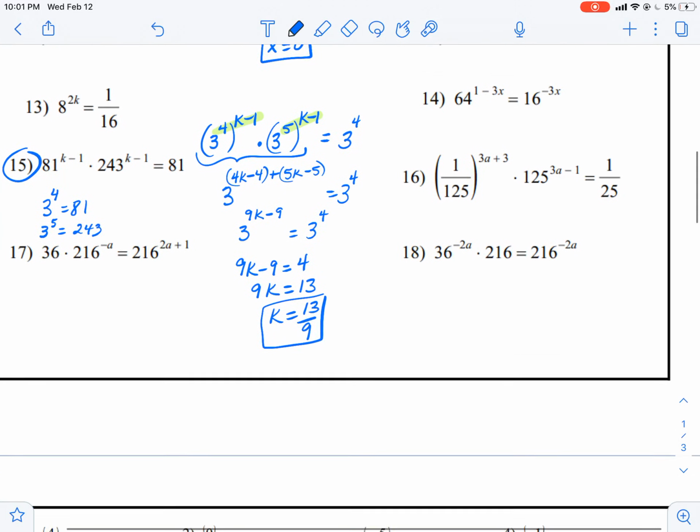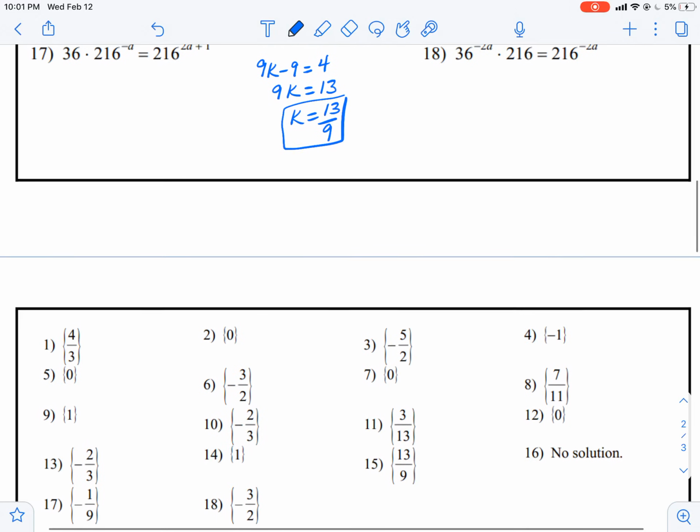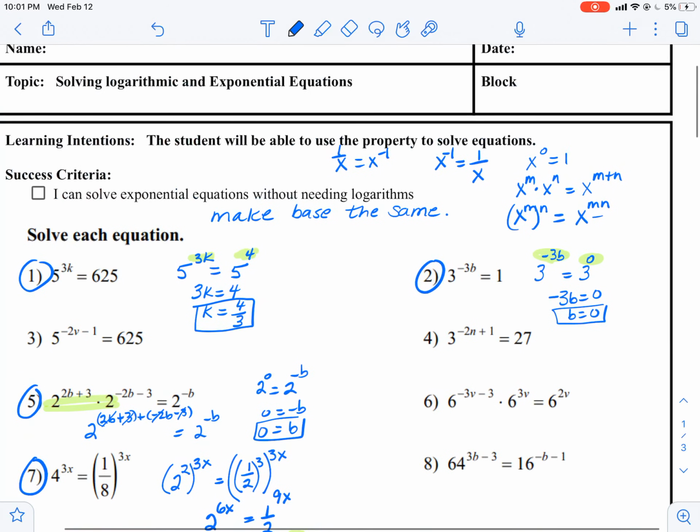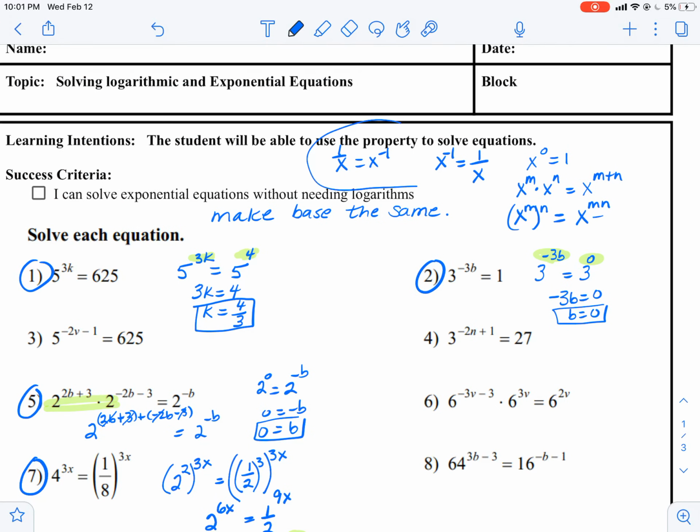Again, I've given you an answer key down at the bottom. You can go in and check yourself to see if you're doing those right. Again, remember, you are going to be applying your rules of exponents to those. So keep that in mind. Again, remember that the rule is you've got to make the bases the same. Okay, make the bases the same.